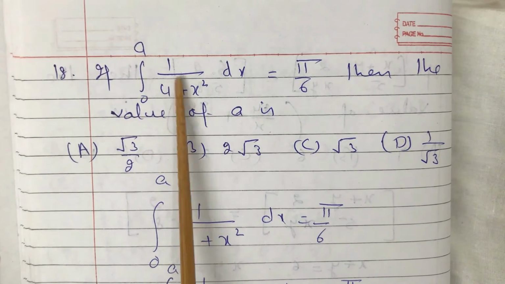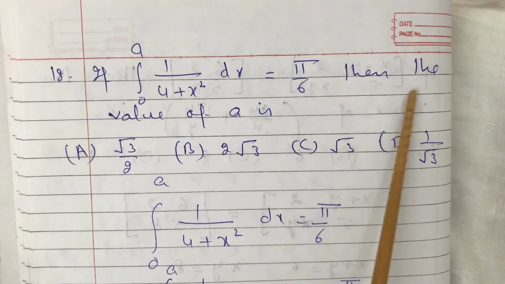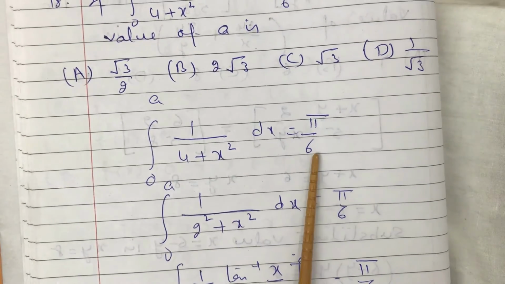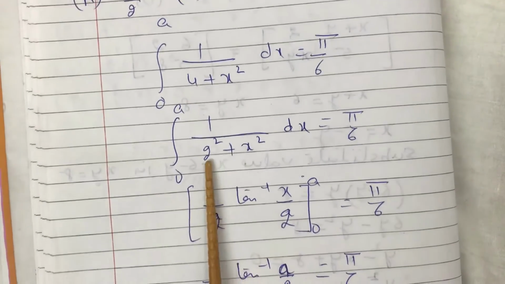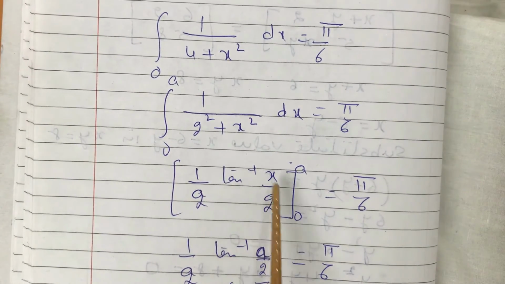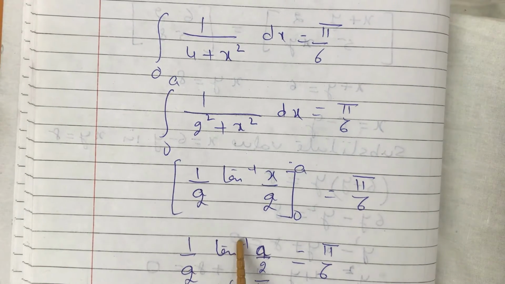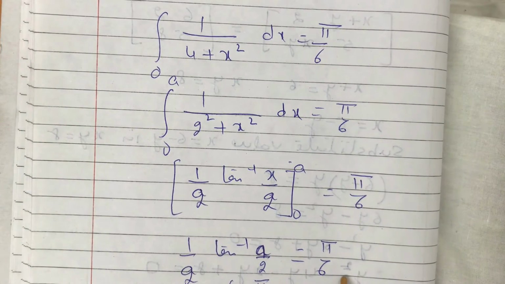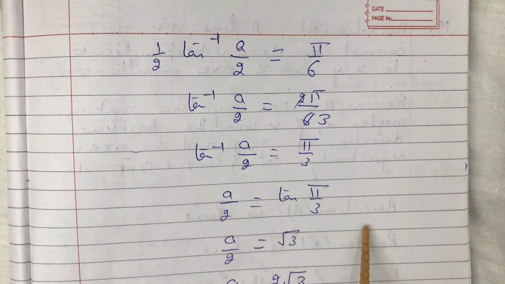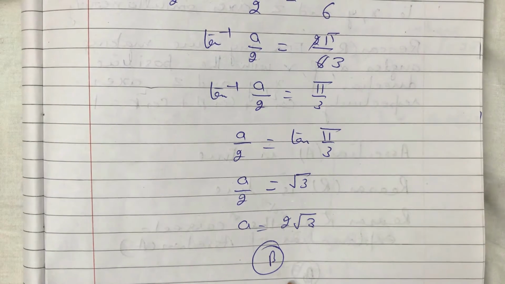If the integration of 1 upon 4 plus x square dx from 0 to a is equal to pi by 6, then the value of a is. There are 4 options. 4 can be written as 2 raised to power 2. When you integrate this, I'll get 1 by 2 tan inverse x by 2 from 0 to a is equal to pi by 6. So 1 by 2 tan inverse a by 2 is equal to pi by 6. On the next page, I'll find the value of a. When you solve this, you will get a equal to 2 root 3. So B is the option.